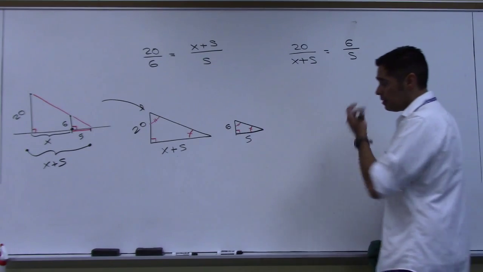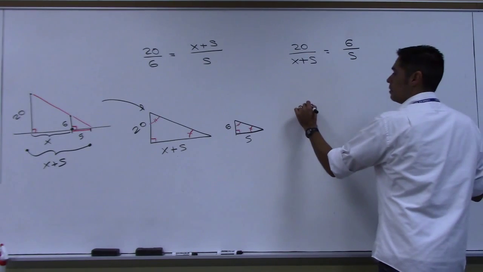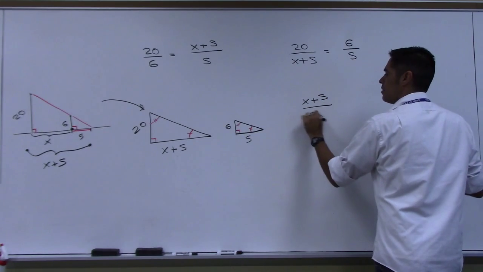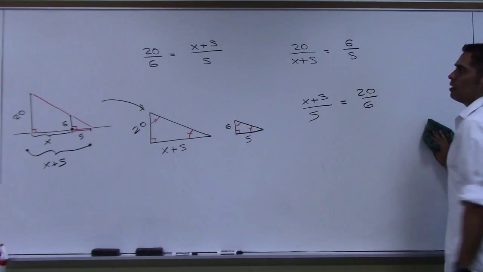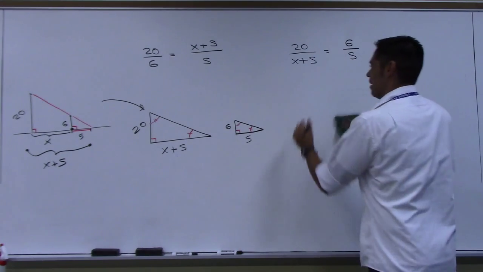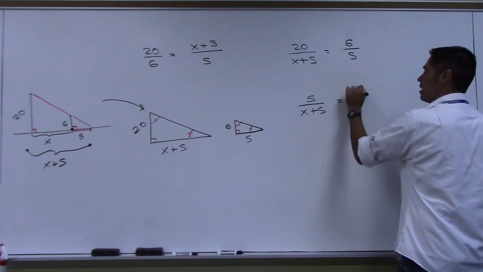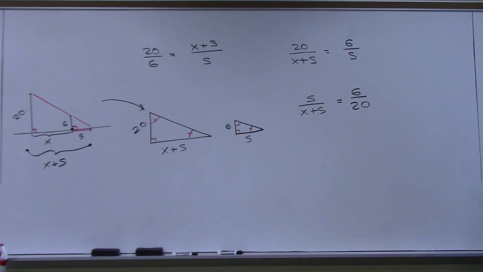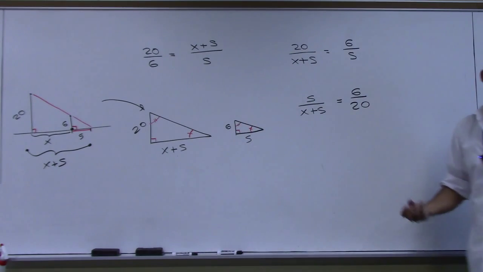Someone give me another one I could use. X over s. Oh, yeah. X plus s over s equals 20 over 6. Oh, wait, same one. Okay, so let me flip it. Could I do this? s over x plus s equals 6 over 20. Yes, there's a bunch of different combinations of what I could use. But that's the relationship that I get. This is the equation connecting them, using similar triangles.